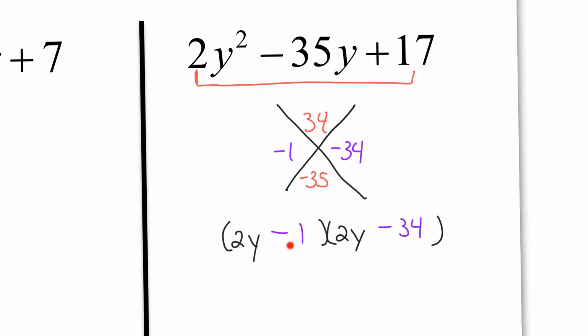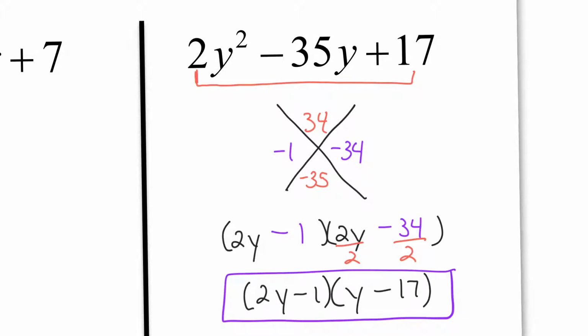So I'm looking at the 2y minus 1. The 2 and the 1, they don't have a common factor other than 1. You guys can divide by 1, but that's not going to change anything. So you don't have to divide by 1. That one stays the same. But over here, the 2 and the 34, you guys can divide those numbers by 2. So I'm going to have a 2y minus 1 and a y, since 2 divided by 2 is 1. I don't need that one. Minus 17. So you guys get 2y minus 1 times y minus 17.